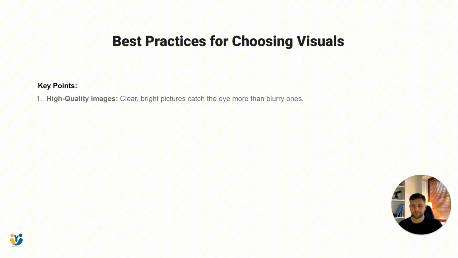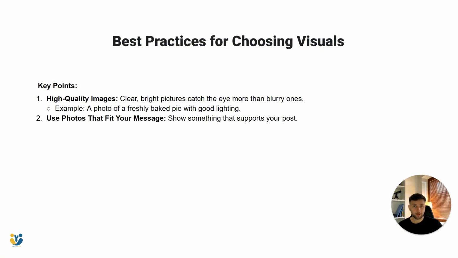So yes. Now, best practices for choosing visuals. Key points. First of all, have high quality images, right? Clear, bright pictures catch the eye. Super simple. Use Canva. iPhones are cheap today. They make insane photos. Get a good phone if you don't have one, right? It's worth it.